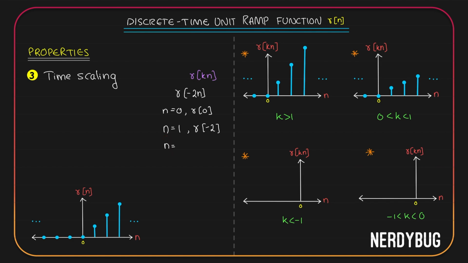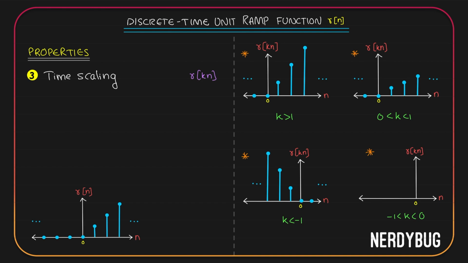Let's take n equals minus 1. Then I will get R of minus 2 into minus 1, 2. R of 2 is 2. Similarly, at n equals minus 2, I will get R of 4, which is 4. So two things are happening here. We're getting values only on the negative side, that is time reversal is happening, plus every value gets multiplied, so amplitude scaling is also happening. Our graph will look like this.